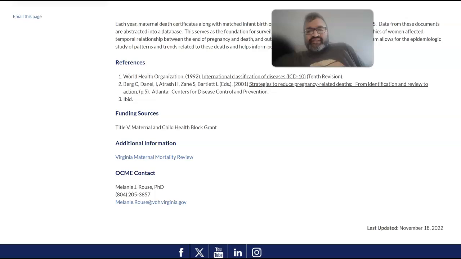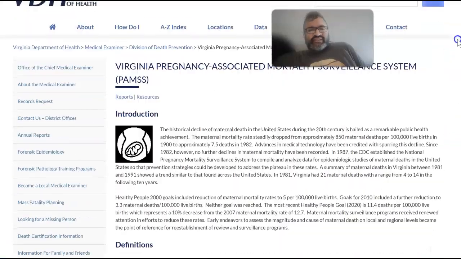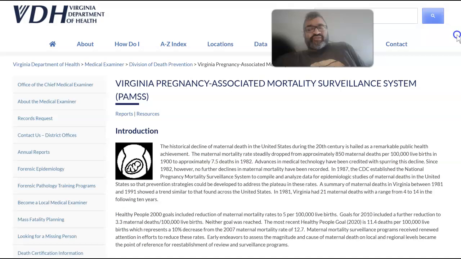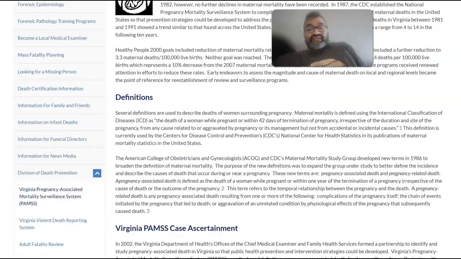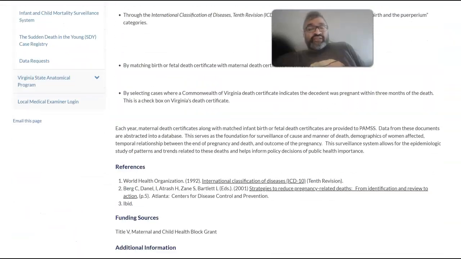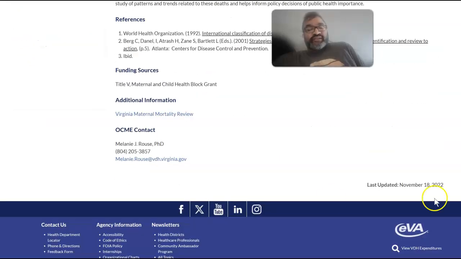So this is the pregnancy-associated mortality surveillance system. Honestly, I don't see where there's individual level data due to protecting vulnerable populations, but you may want to contact her.